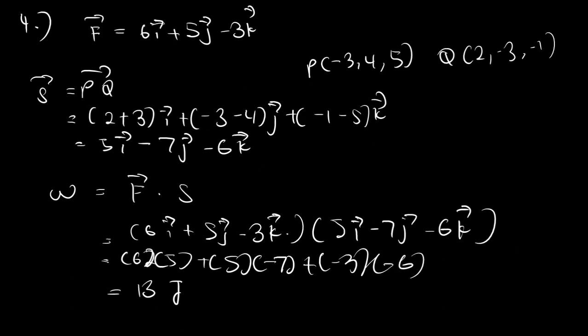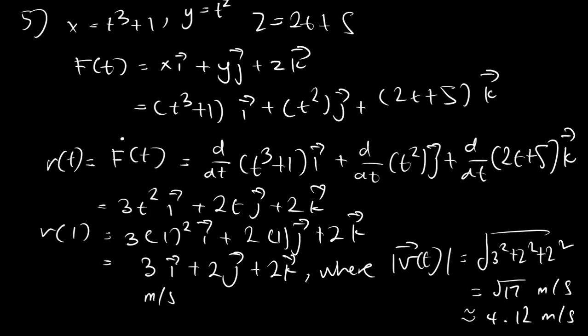And then for question 4, we need to find the work done. It's basically the dot product of F and S. We need to find S first, the displacement between P and Q. So Q minus P. 2 minus minus 3 is 5, and then do the same thing for the rest. And we need to take the dot product of both of these. We just apply the concept, and we'll get 13 joules.